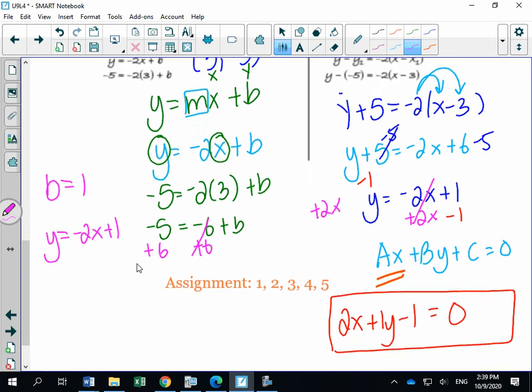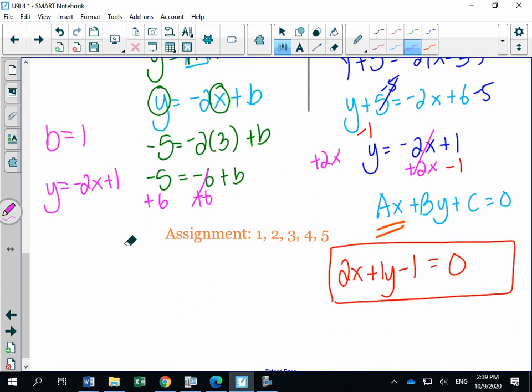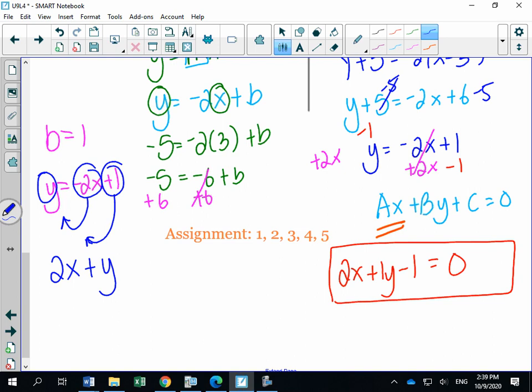So negative 2x plus 1, from here we've got to go to general. So everything has to go to the left because I need that negative 2x positive. So bring that to the left and you'd get 2x. My y is already there. Bring that over and you get negative 1 is equal to 0.